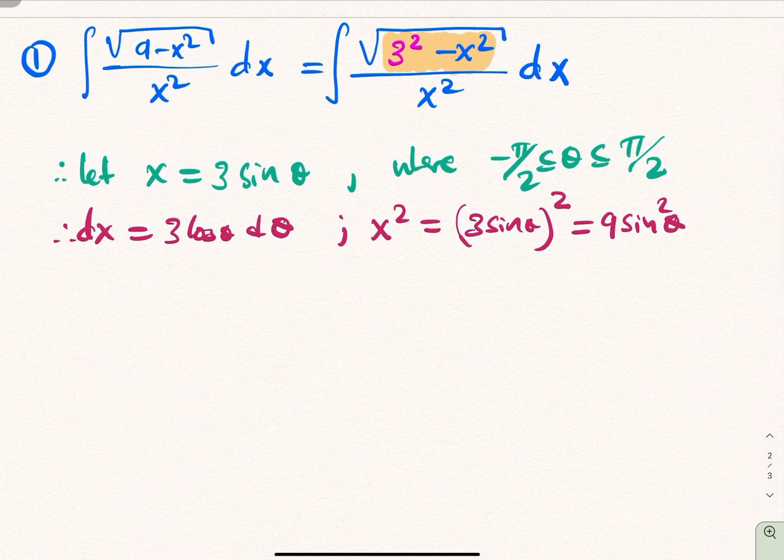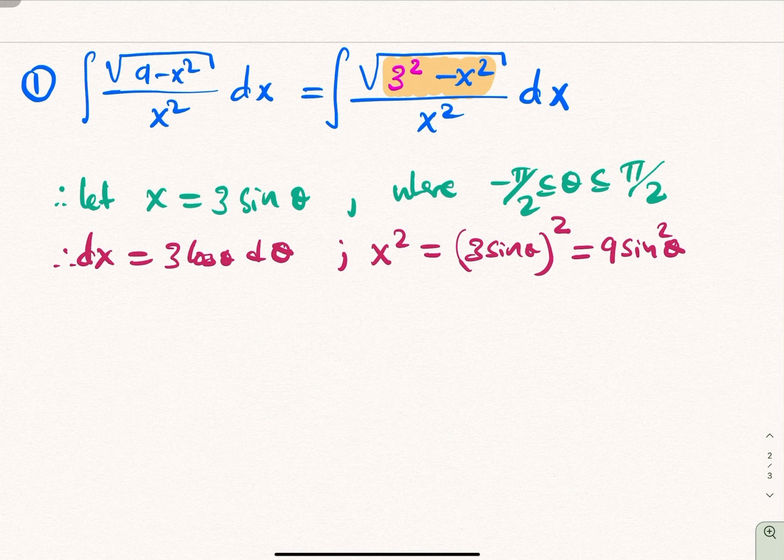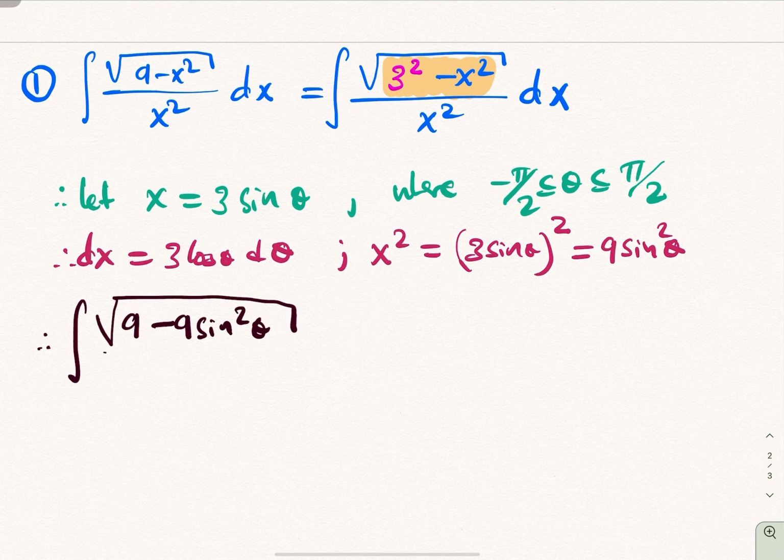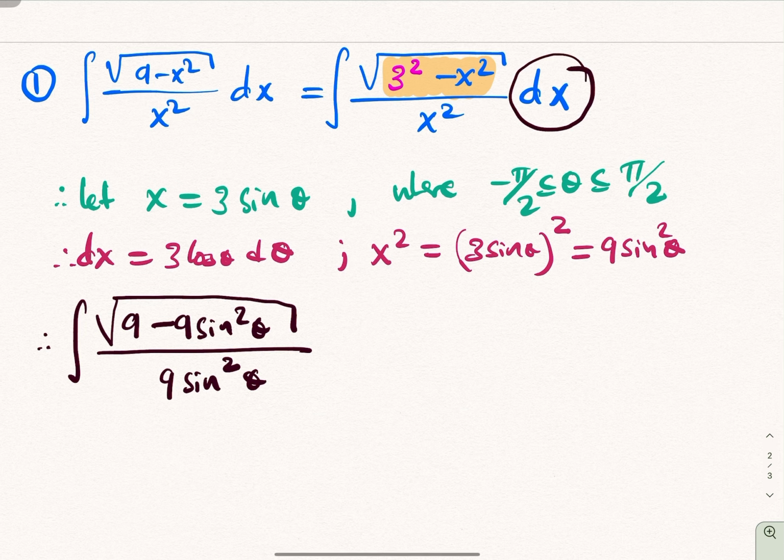So now I just need to integrate. How do I do that? Well, this is the integral of the square root of 3 squared, so that is more like 9 minus x squared. X squared is 9 sine squared of theta. I'm just going to put my square root now. I divide this by x squared, which is 9 sine squared of theta. And then what is dx? I got it right here, and that is 3 cos of theta d theta.